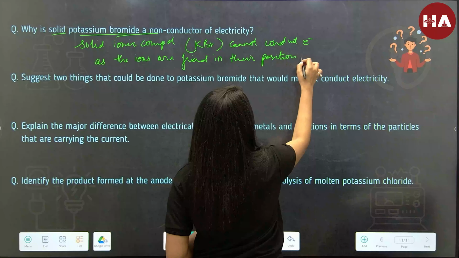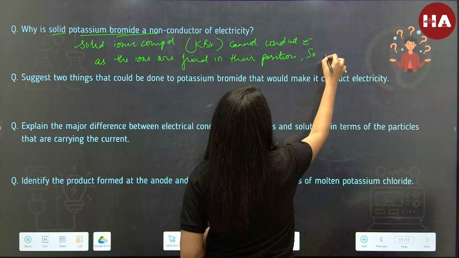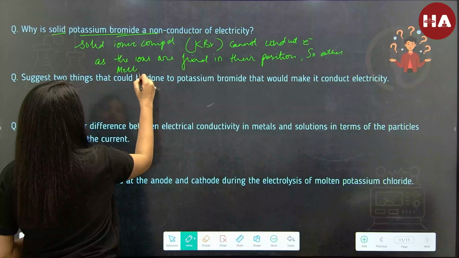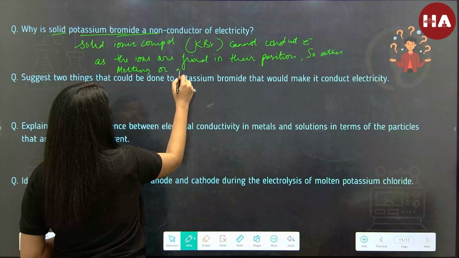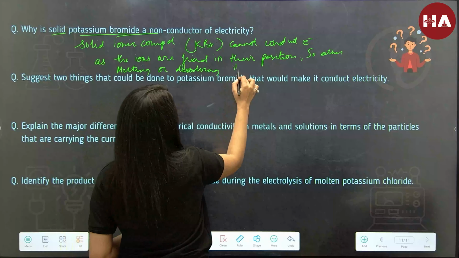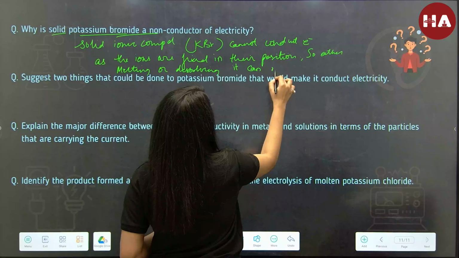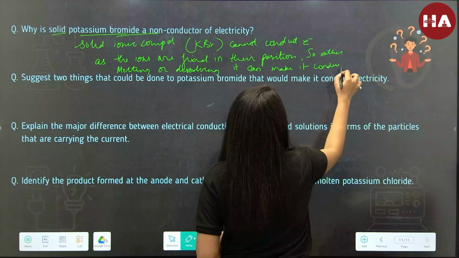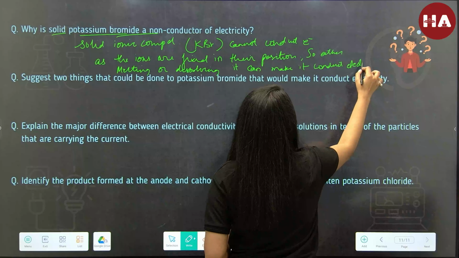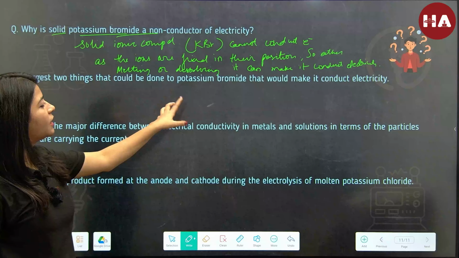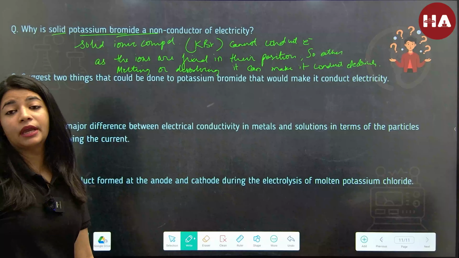Okay. So either melting it or dissolving it can make it conduct electricity, right? Very easy. Next, suggest two things that could be done to potassium bromide that would make it conduct electricity.